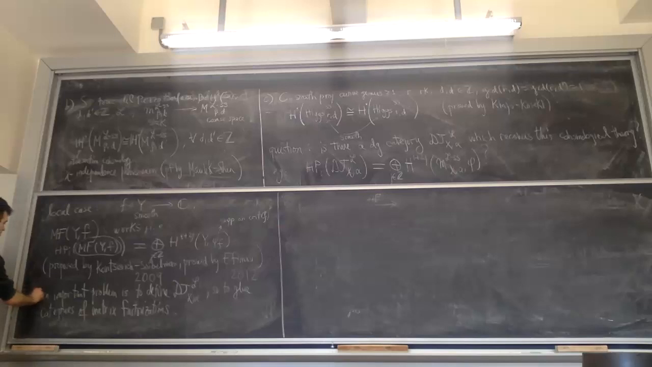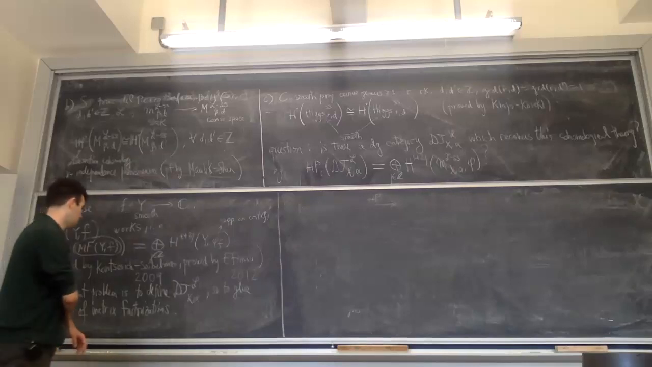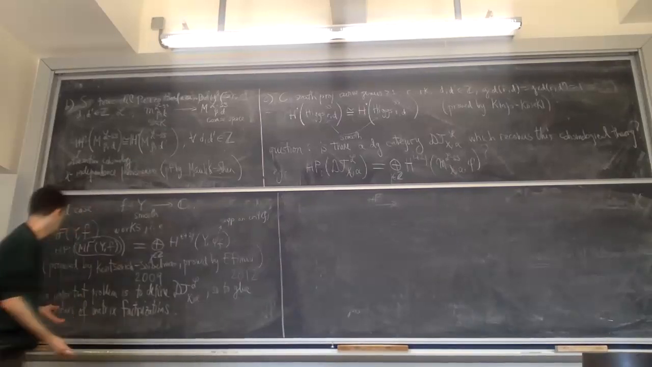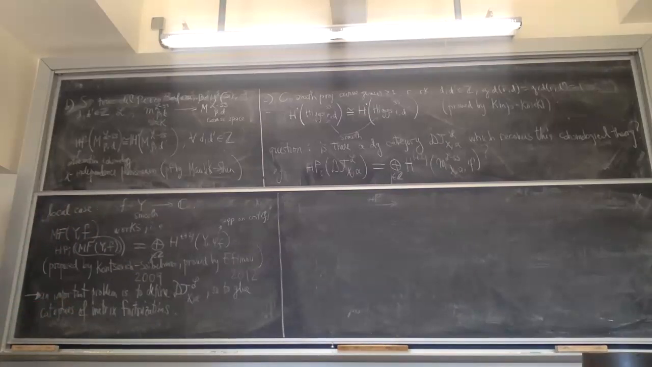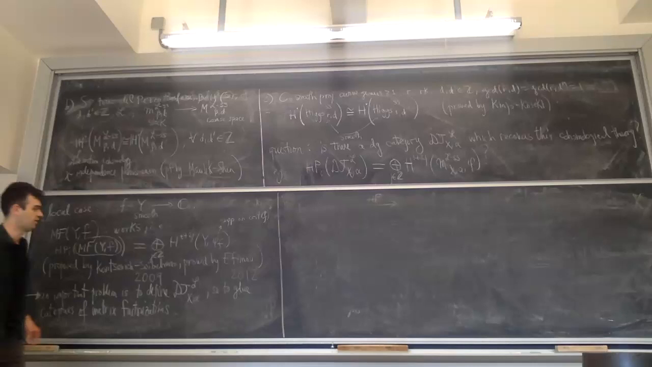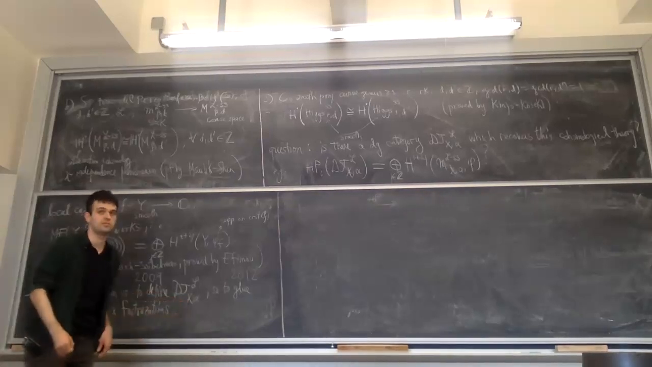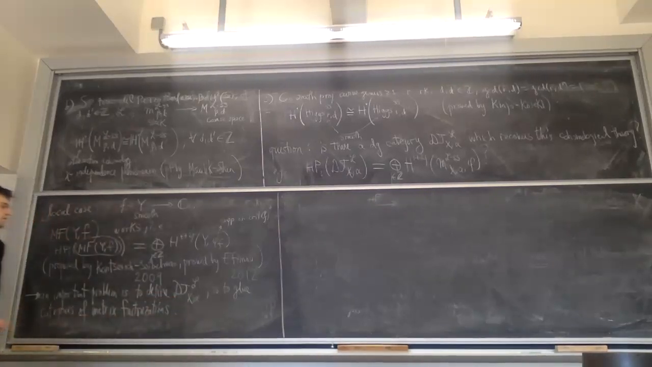As I said, this is kind of a central problem. We don't know how to do this yet, but it is known how to define it in the case of a local surface, when X is the total space of the canonical bundle over a surface S.